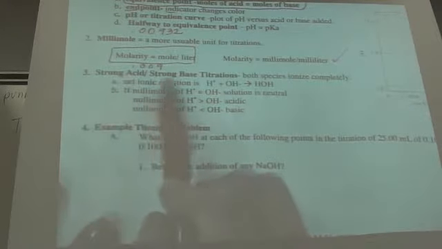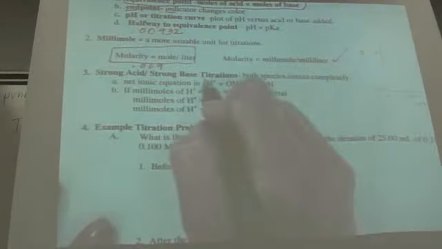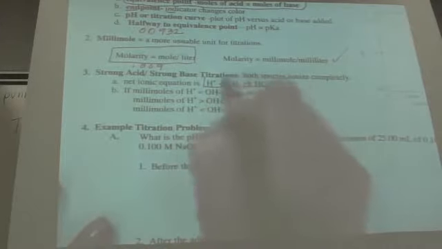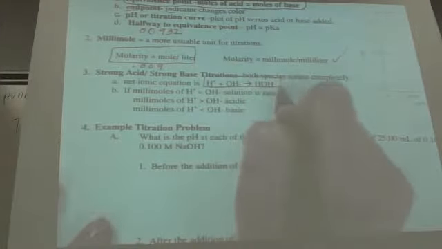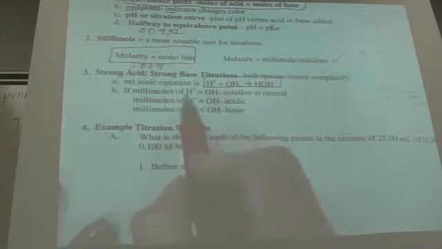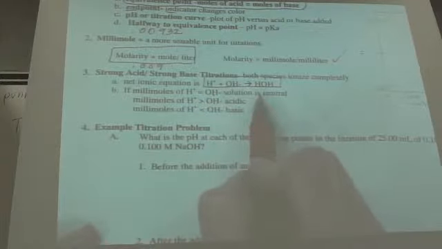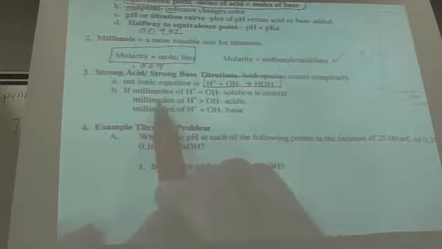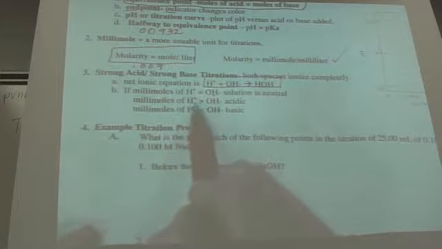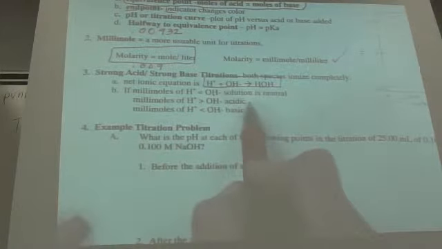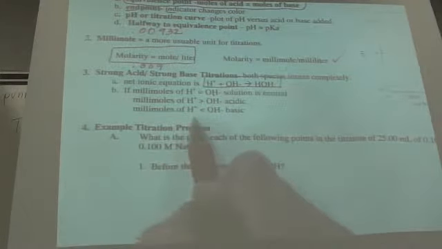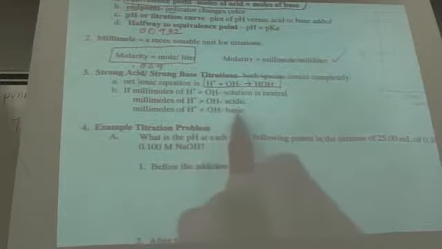So, strong acid, strong base. You know the net ionic for strong acid, strong base neutralization gives this, yes? Okay, if, when all is said and done, you have the hydrogen ions equal the hydroxide ions, the solution is neutral. If you have the millimoles of hydrogen ions greater, then it's acidic. If the millimoles of hydrogen ions are less, then it's a basic solution.